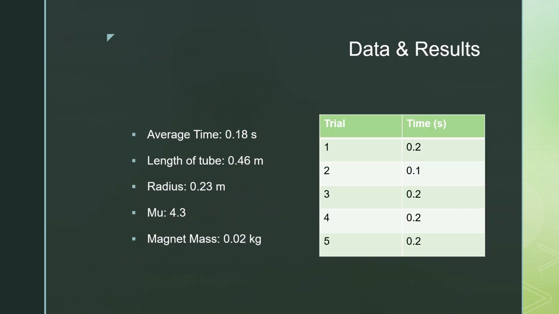Our trials yielded an average fall time of 0.18 seconds, with most times clustering around 0.2 seconds. Trial 2's 0.1 second was an outlier likely due to timing error. The tube's dimensions and the magnet's mass were carefully noted, but the gap between the observed and simulated times, 0.18 seconds and 0.28 seconds, suggests an unaccounted force like friction or air resistance.